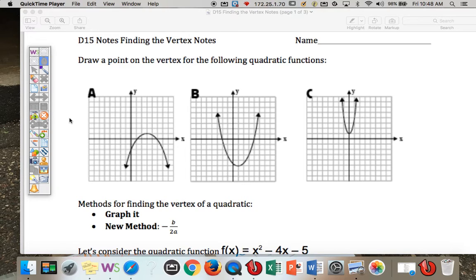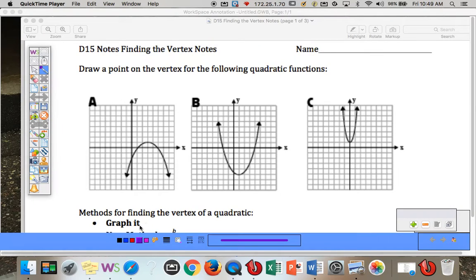Today we're going to learn a method to find the coordinate of the vertex of a quadratic. So for the warm-up, draw a point on the vertex for the following quadratic equations. The vertex is where a quadratic changes direction.